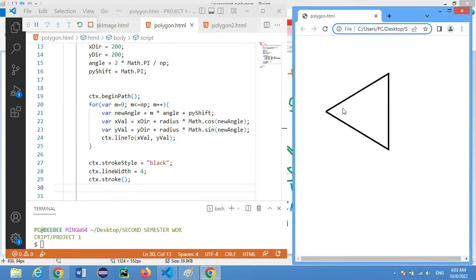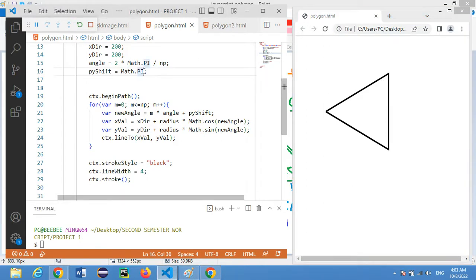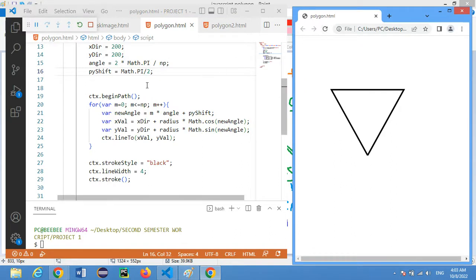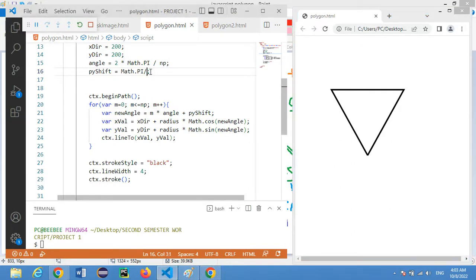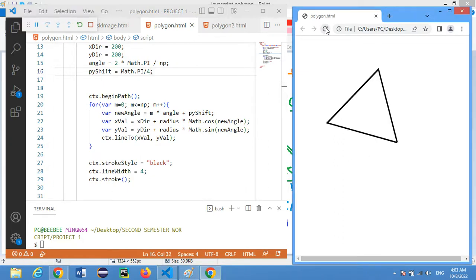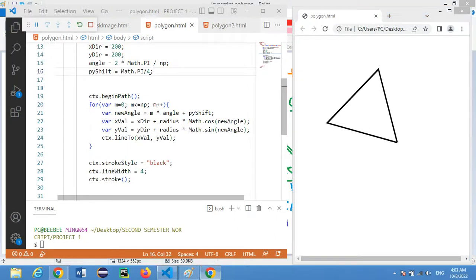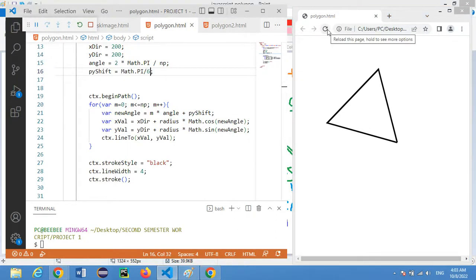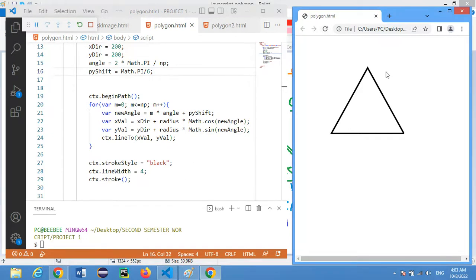So let's see if we can change the direction of this triangle. Let's divide our shifting position by 2, save, then run the code. Okay, that is a 90-degree direction. Let's make it 4. Save and run the code. You can see that. Let's make it 6, and that is 180 divided by 6, that is 30 degrees. So it should turn 30 degrees. That is giving us a perfect balancing.